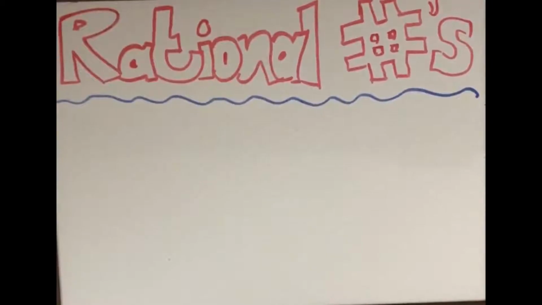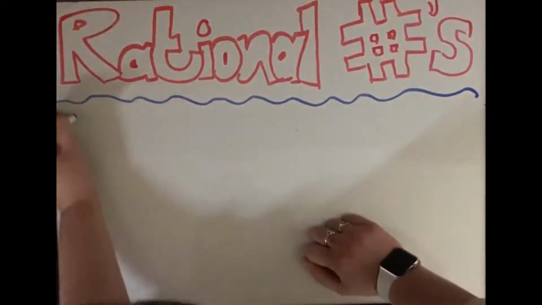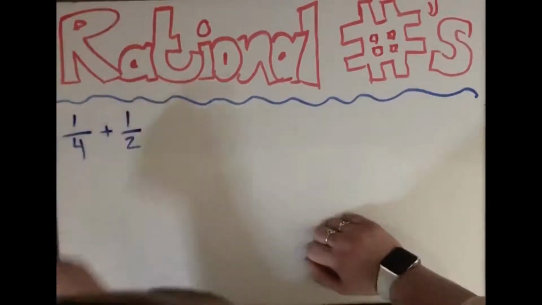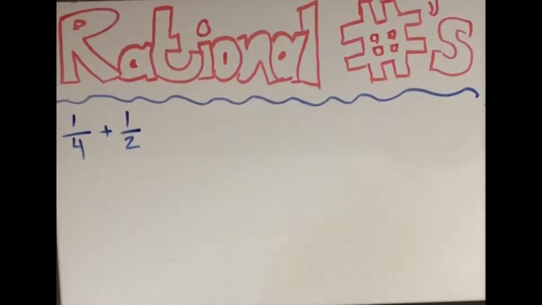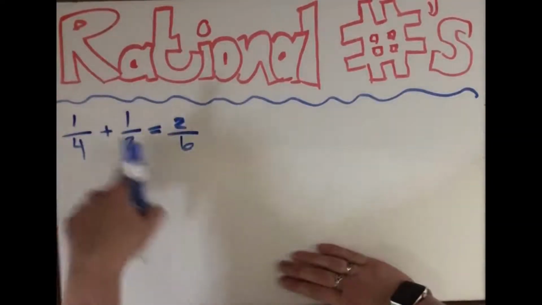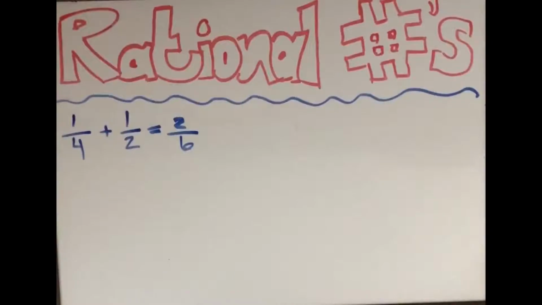So adding and subtracting rational numbers is not too complicated. It is just different than adding integers. I'm going to focus on fractions first, and then we'll talk about decimals. To add fractions, we'll have 1/4 plus 1/2. You can't just add 1/4 plus 1/2 to get 2/6. You can't add the bottoms and add the tops because they represent parts of wholes.